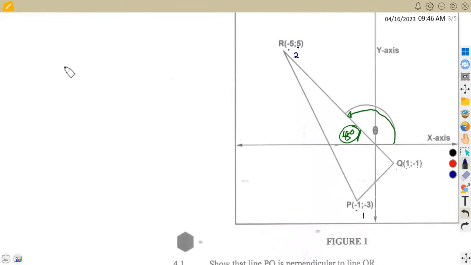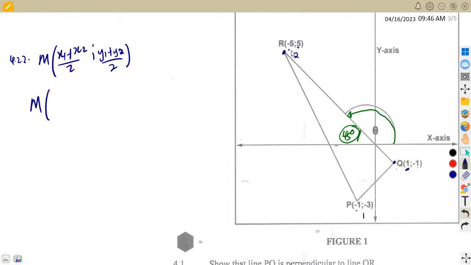So we need the midpoint of QR in this case. That is from Q to R, and M being the midpoint, we are going to add x1 plus x2 over 2. Then we add y1 plus y2 over 2 in this case. So that means the midpoint referring to the point Q and the point R, in this case, we are going to add 1 plus minus 5. So it's 1 plus minus 5 over 2. So this is for x.